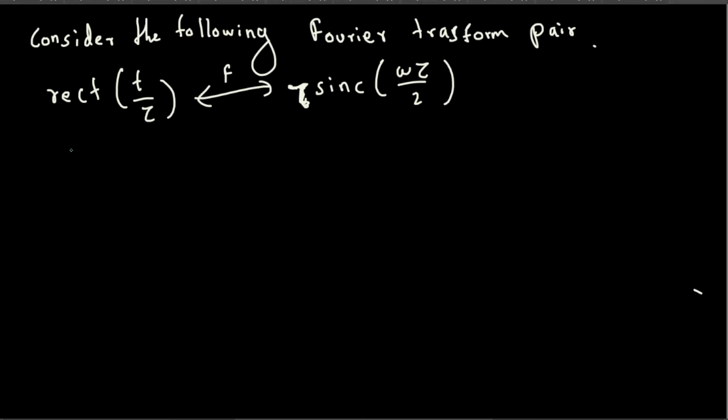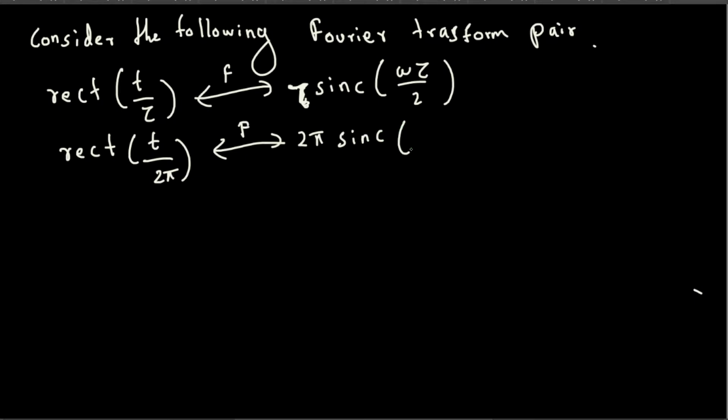And what do we have? We have rect of t over 2 pi. So instead of tau, we replace it with 2 pi. So the Fourier transform of this one is going to be 2 pi sinc, and then omega, instead of tau we have 2 pi divided by 2. So 2 cancels, and we are going to have pi here.